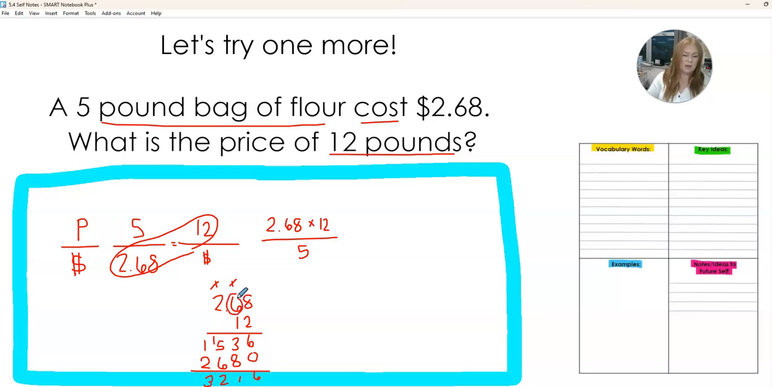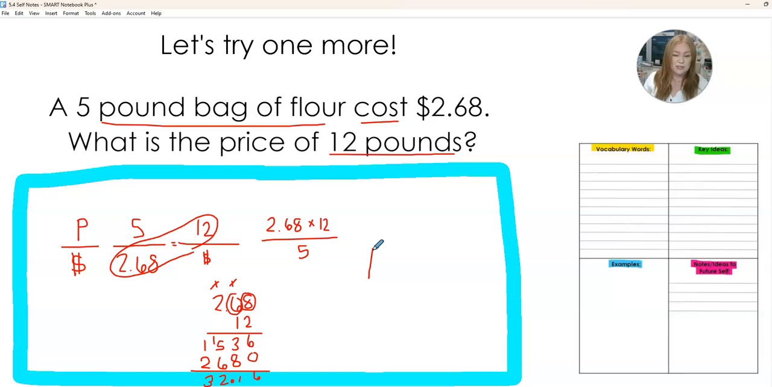And this time we have 2 decimal places. So 32.16. But it's not $32. That's not our final answer. 12 pounds do not cost 32. That's not proportionate, right? 5 and 2 were pretty close together. So these ones should be a little bit similar as well. Like these shouldn't all of a sudden grow by 32. Like that's just a really big jump there.